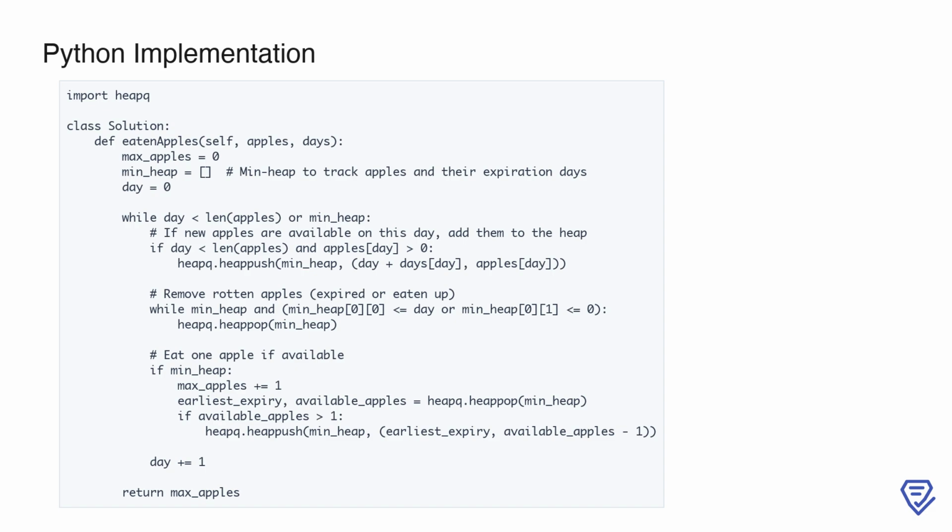This approach is efficient due to the heap operations, which take logarithmic time. The algorithm processes each apple addition and removal in O(log n), where n is the number of days. Since the loop runs for the length of apples plus the time to consume leftovers, the overall complexity is well suited for inputs up to 10 to the power of 4 elements.